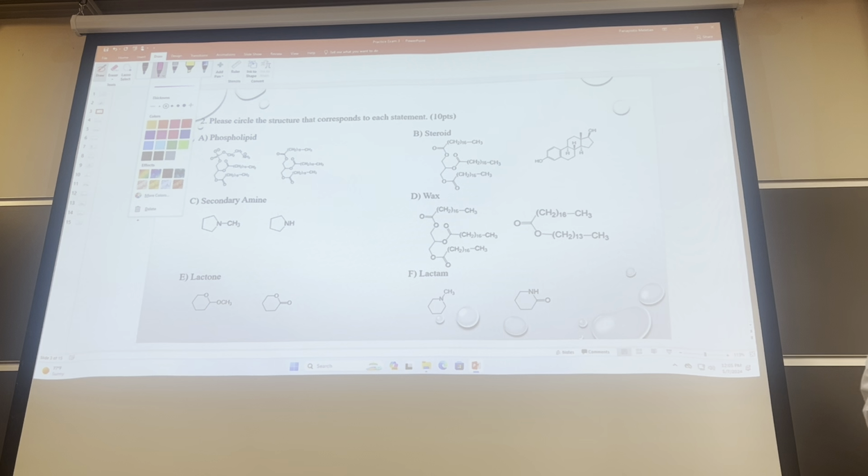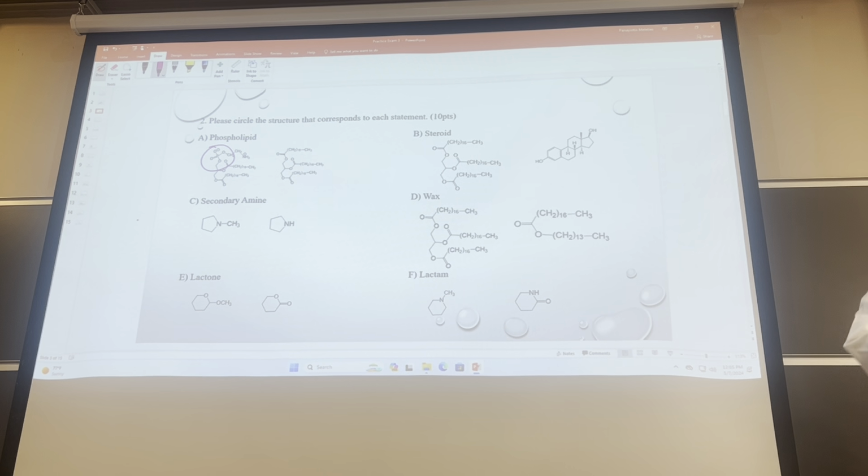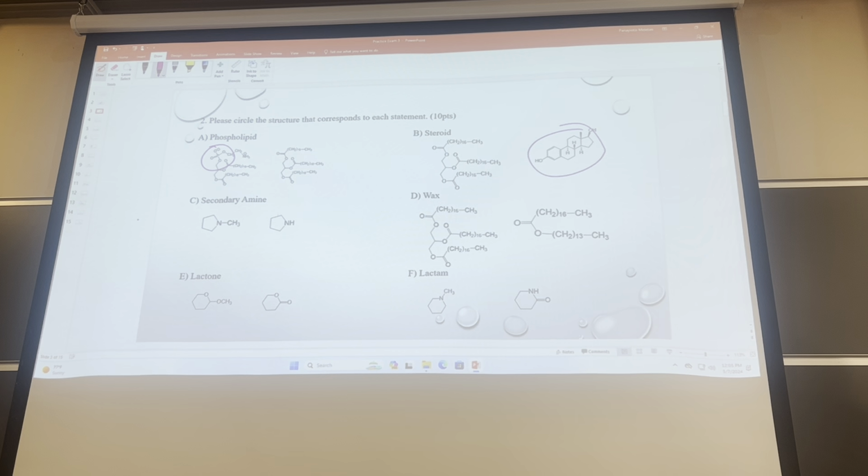The structure that corresponds to each statement. Phospholipid, we are looking for a molecule that has phosphorus, right? That's the phosphorus. Steroid, typical steroid structures, right? The three 6-member rings with the 5-member ring, that's the steroid skeleton. You should be able to recognize it.